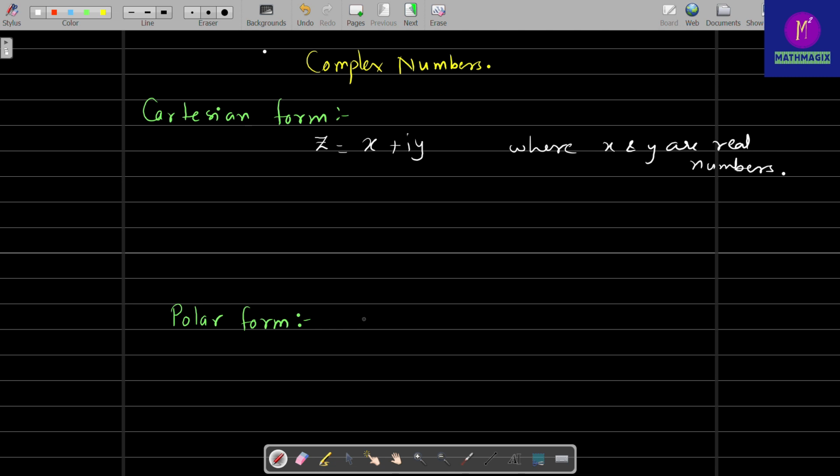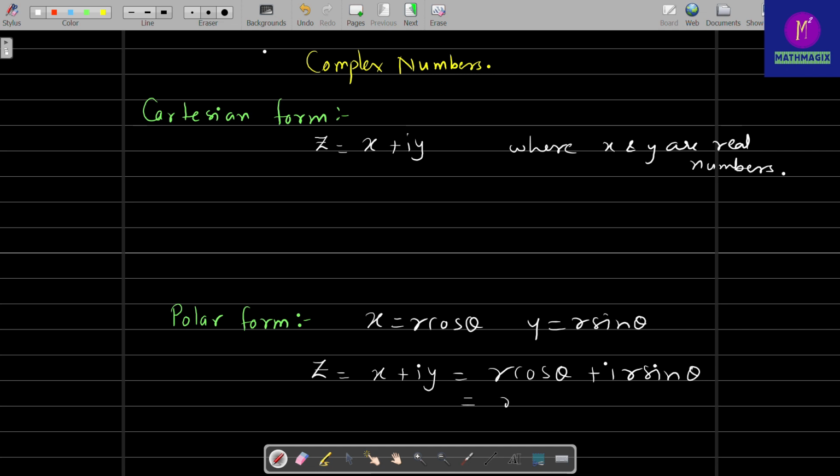Now in the polar form of a complex number, we are going to take x is equal to r cos theta and y is equal to r sin theta. As we know that we can write in a polar form x as r cos theta and y as r sin theta. Therefore, the polar form of a complex number is z is equal to x plus iy, which is nothing but r cos theta plus i times r sin theta, that is equal to r into cos theta plus i sin theta. So this is called a polar form.